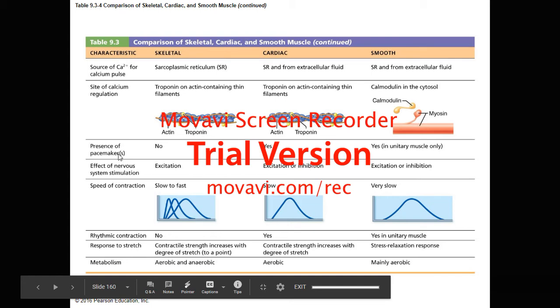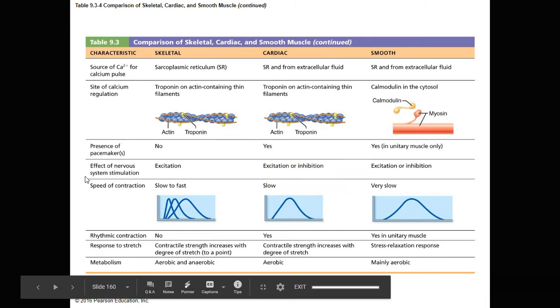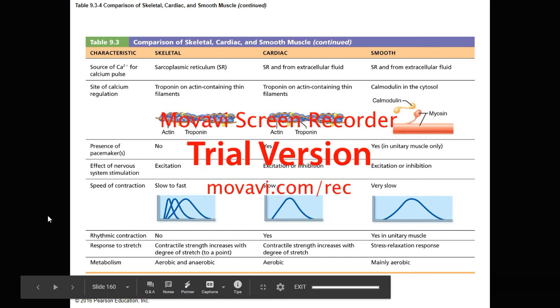Presence of pacemaker, skeletal no, cardiac yes, smooth yes. Effects of nervous system stimulation, excitation for skeletal, excitation or inhibition for cardiac, and excitation or inhibition for smooth. All right, speed of contraction for skeletal, slow to fast. For cardiac, slow. For smooth, very slow.